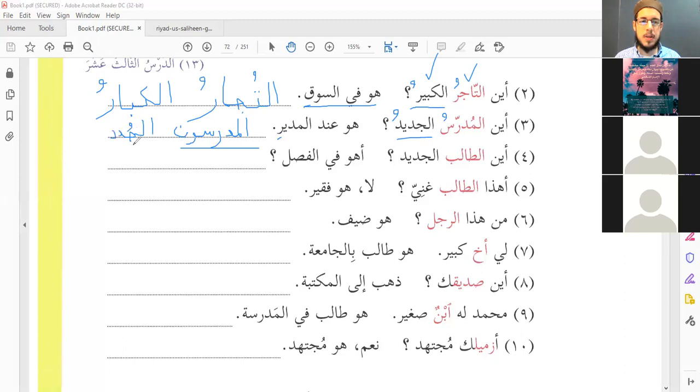Just because they have to match in plural does not mean they have to match in type of plural, right? We don't have to have sound plural with sound plural and broken plural with broken plural. Sometimes it's possible to have a sound masculine plural and a broken plural, or a sound feminine plural and a broken plural, et cetera. Good. Back to Brother Muhammad Mu'tasim with number 4.